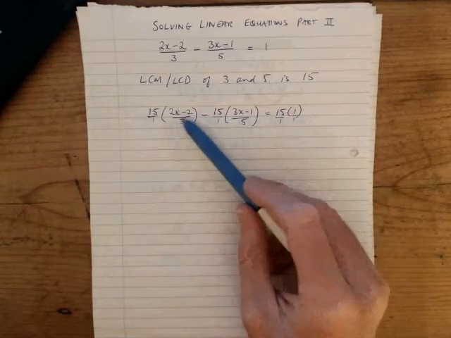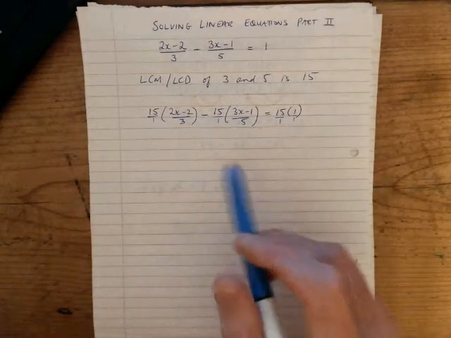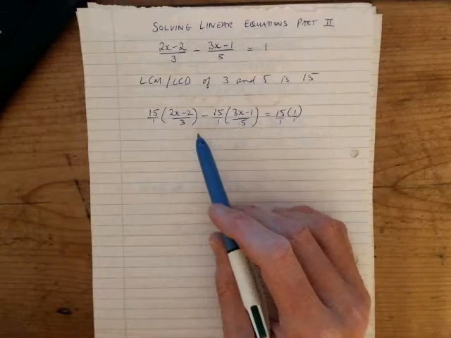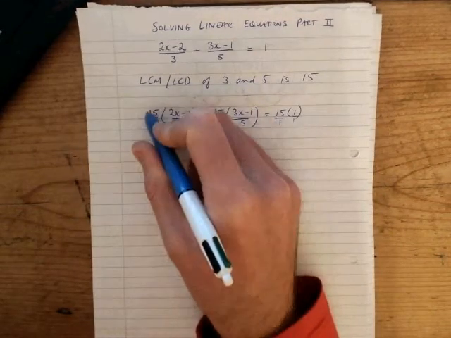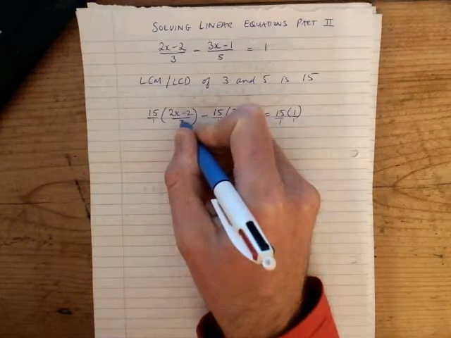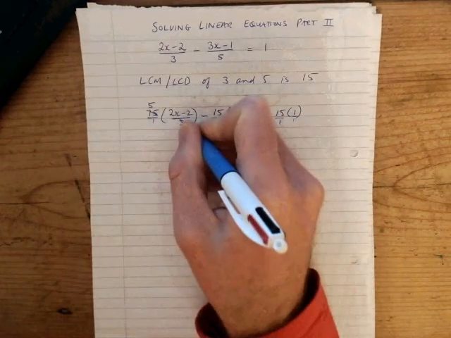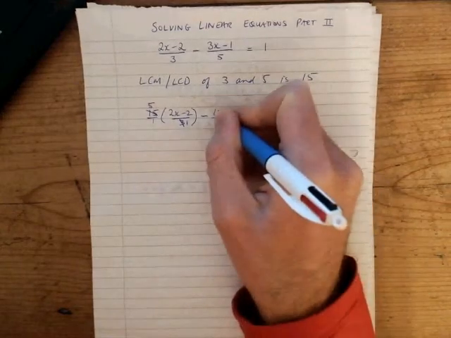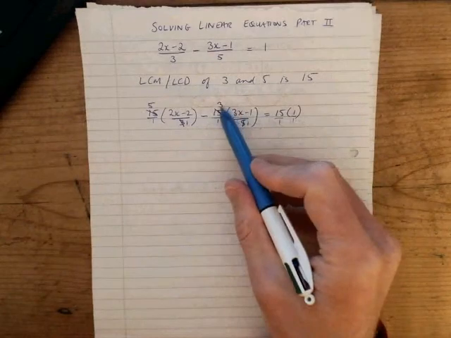So we've multiplied every term, but rather than actually multiplying 15 by 2x and 15 by 3x and so on, is there any way to save ourselves a bit of time? Well, 3 divides into 15 five times. That leaves a 1 down in the bottom and a 5 up there. And 5 divides into 15 three times. That leaves a 1 down the bottom here and a 3 up the top.